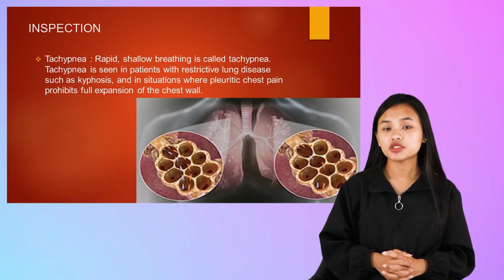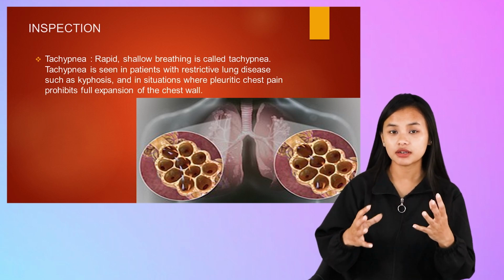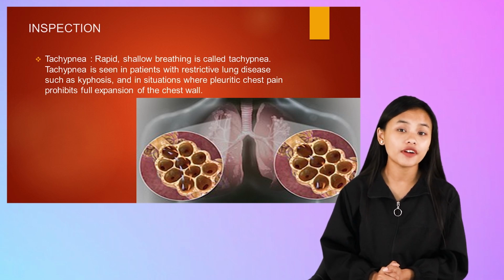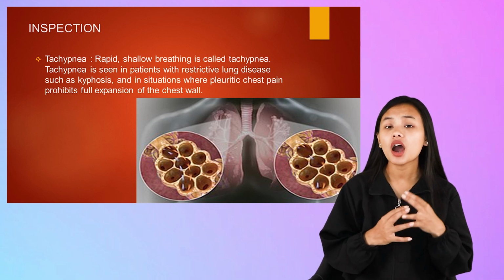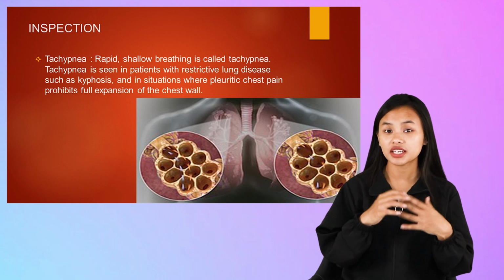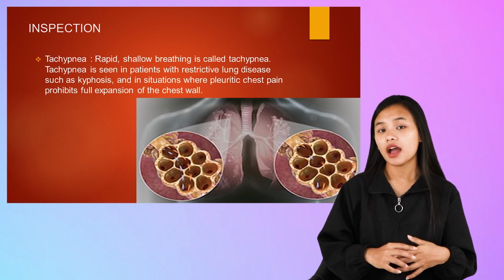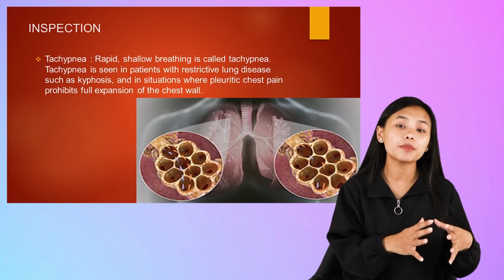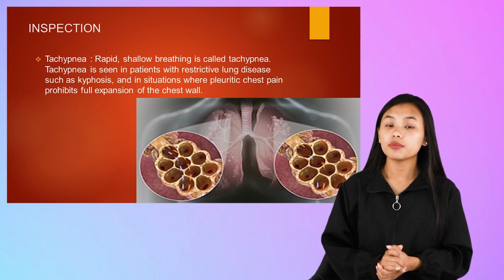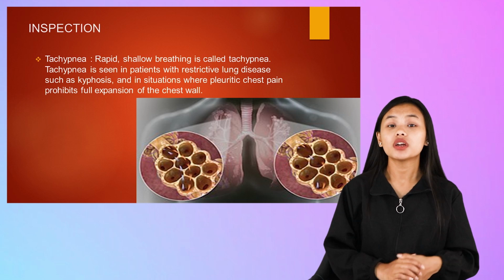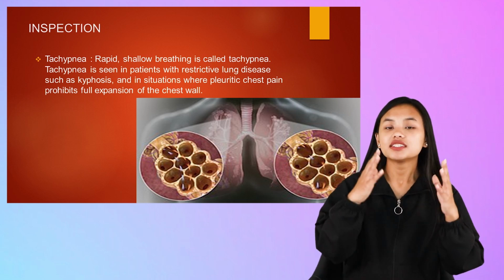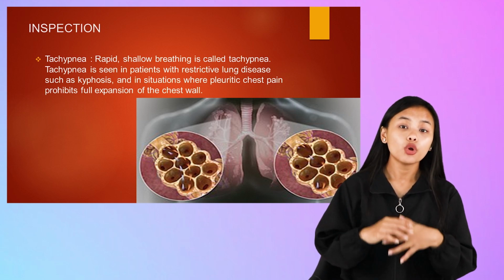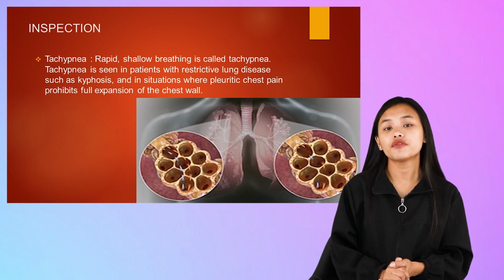While you are assessing the respiratory rate of the client, if you find that there are some abnormalities, then you can term them as the following. If you find that the respiratory rate of the client is higher than the normal level, then it can be termed as tachypnea. Not only will the client have a respiratory rate higher than the normal level, but there will also be rapid and shallow breathing. This tachypnea is usually seen in clients with restrictive lung diseases such as kyphosis, and also in situations where pleuritic chest pain inhibits the full expansion of the chest wall.